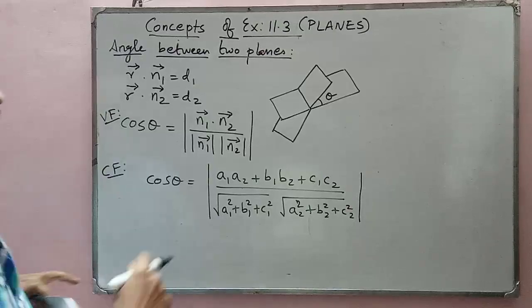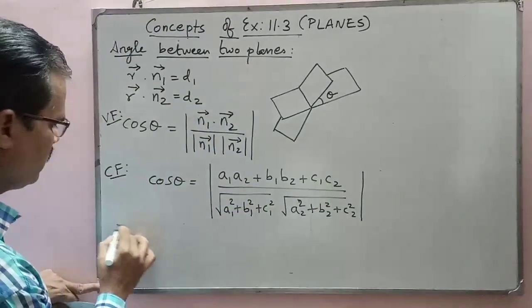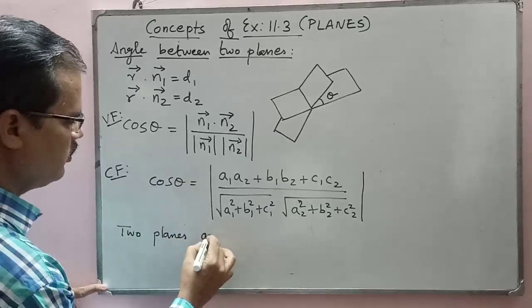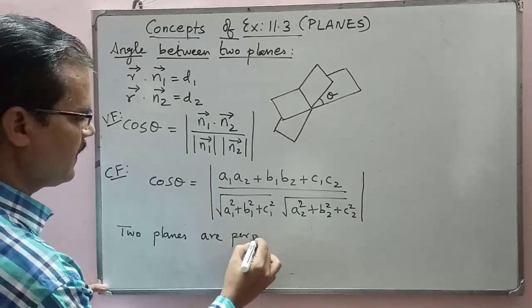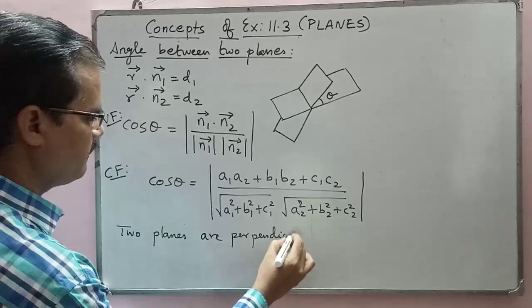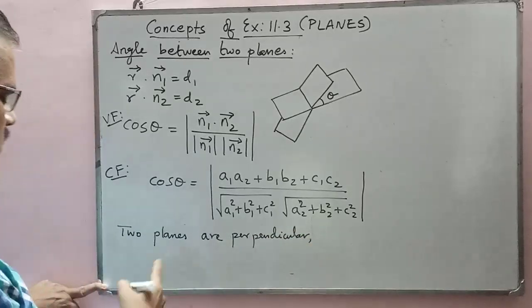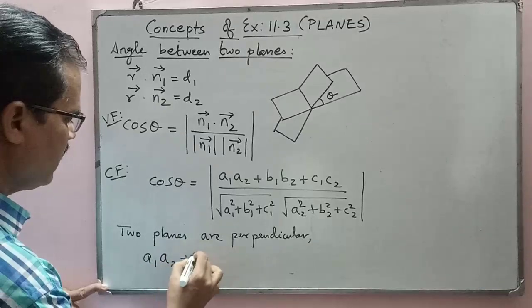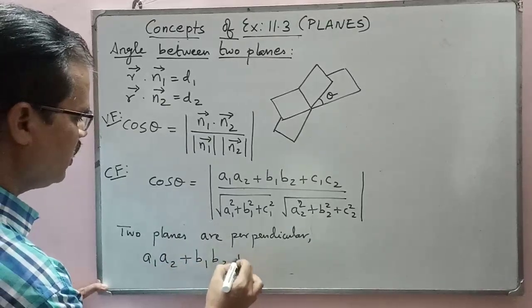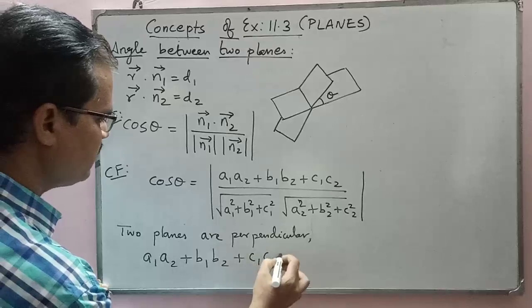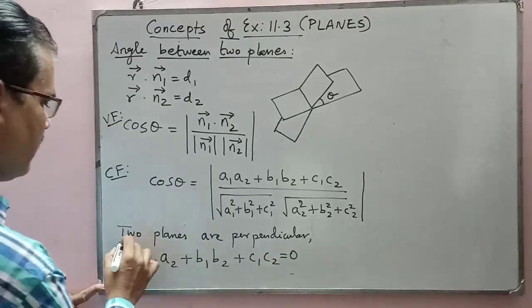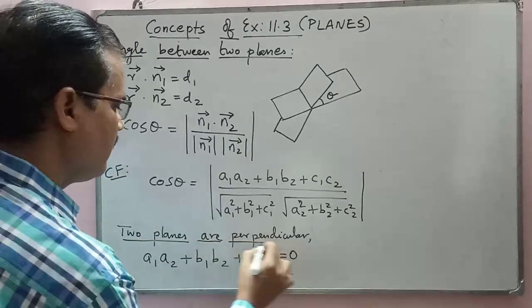The same way, to prove two planes are perpendicular, you need to prove a1a2 plus b1b2 plus c1c2 equals 0. The same way, when lines are perpendicular, also the same formula, right?